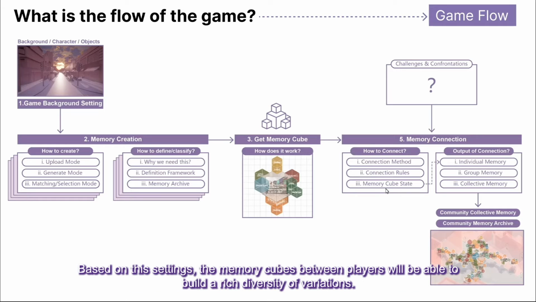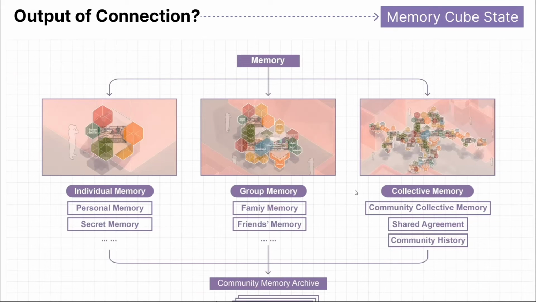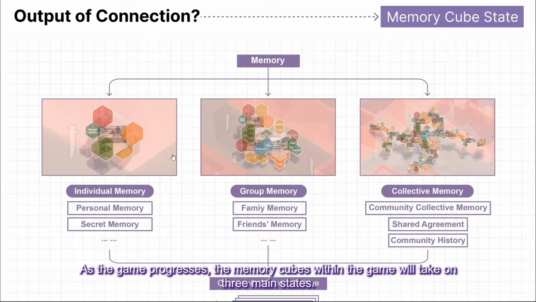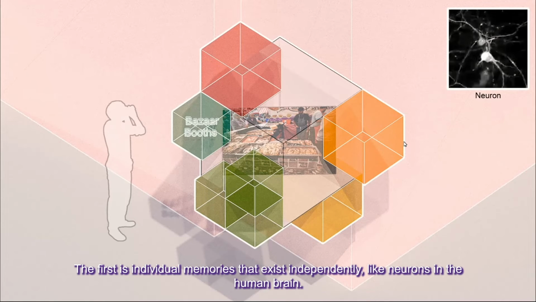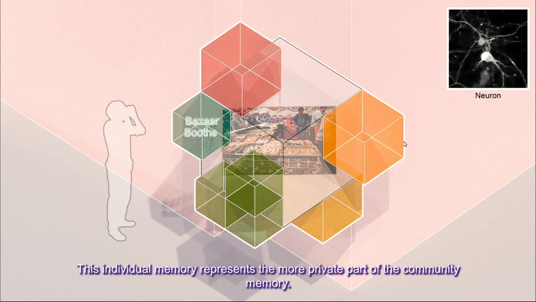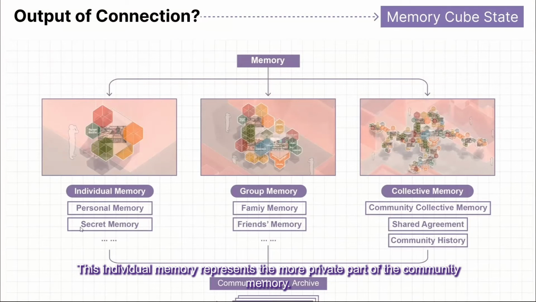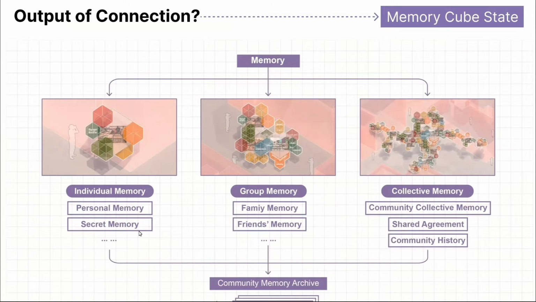In the 2 sections above, we have introduced the process of memory creation and the rules of the memory connection in the game. Based on these settings, the memory cubes between players will be able to build a rich diversity of variations. As the game progresses, the memory cubes within the game will take on 3 main states. The first is the individual memories that exist independently, like neurons in the human brain. This individual memory represents a more private part of the community memory.